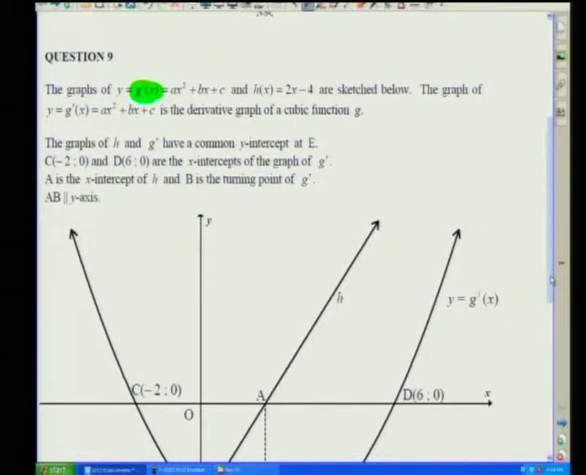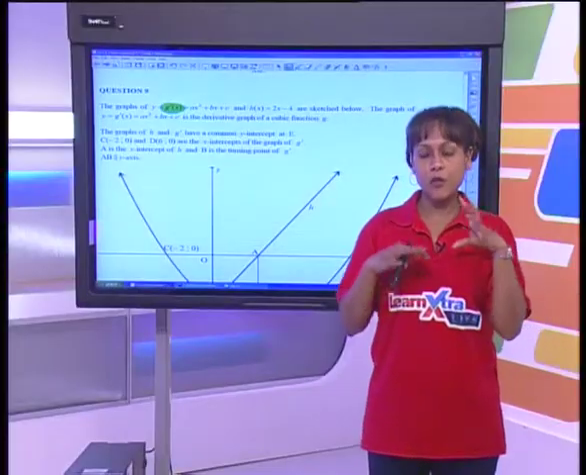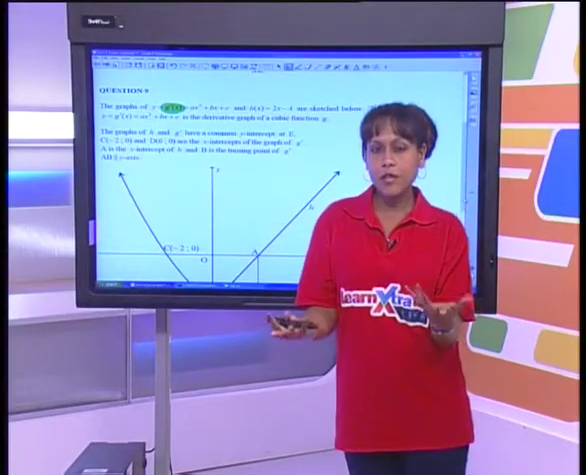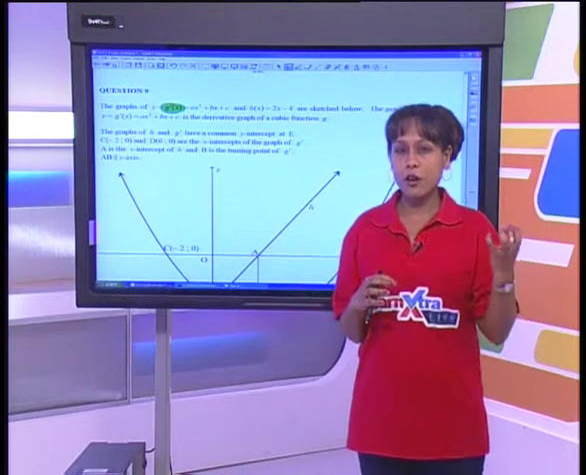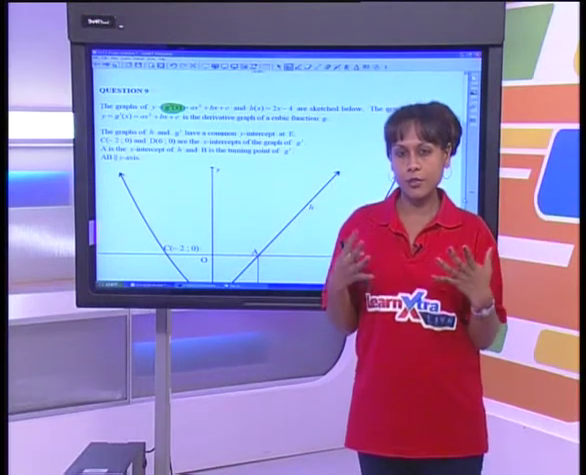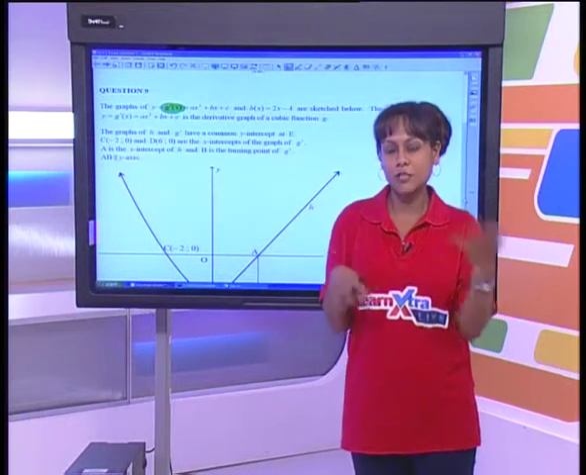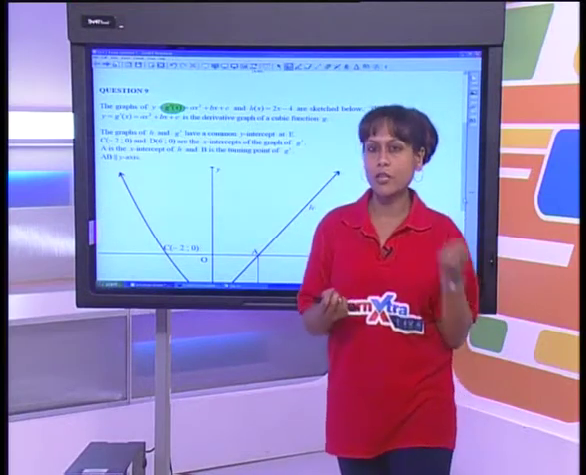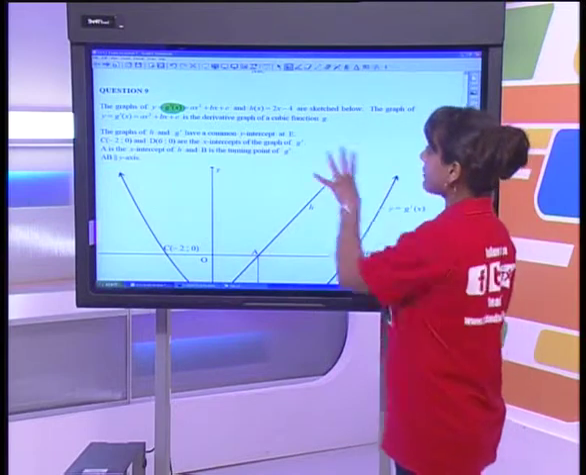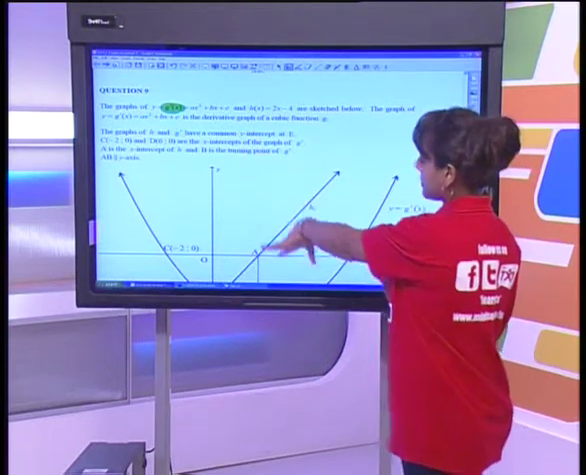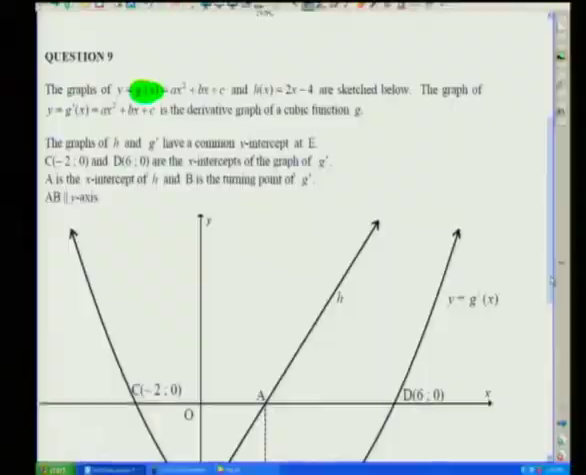Now, if you think about that for a second, if your derivative is giving you a quadratic function, then that means the original graph had to have been cubic. Because remember, if you take something to the power of 3 and you derive it, you're going to end up with an x squared. So therefore, the derivative graph is a parabola, as I will show you just now. So that means the original graph, g of x, must have been a cubic graph.